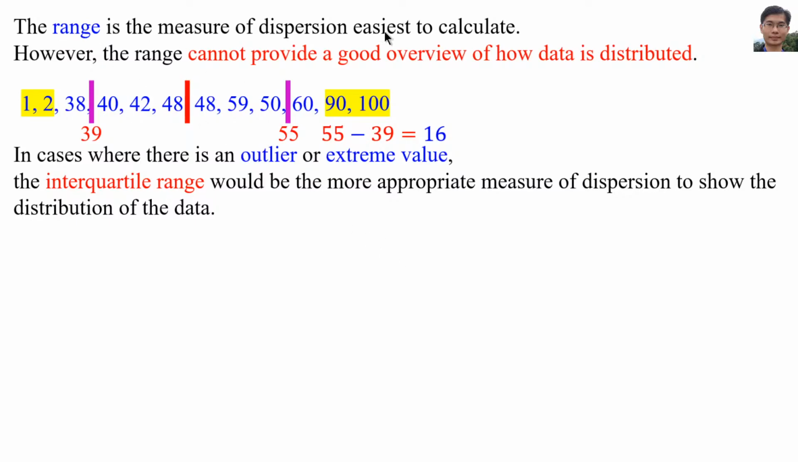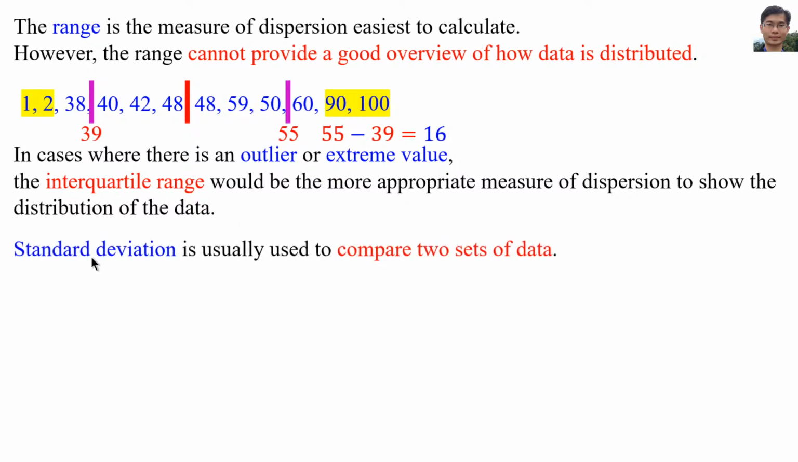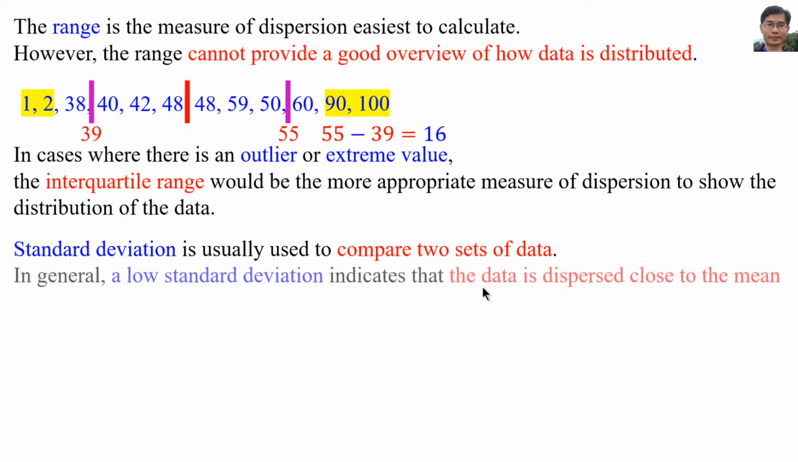But the range is very easy to find. The interquartile range is much harder. And then standard deviation is usually used to compare two sets of data. Okay, so normally if we use standard deviation, we must have at least two sets of data. In general, a low standard deviation indicates that the data is dispersed close to the mean.